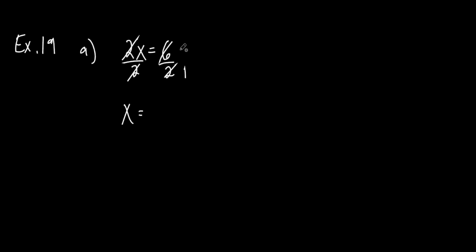2 divides into 6 how many times? 3. So what's x equal to? 3, because it's 3 over 1, all right? So you've done this cancellation property many, many, many times.